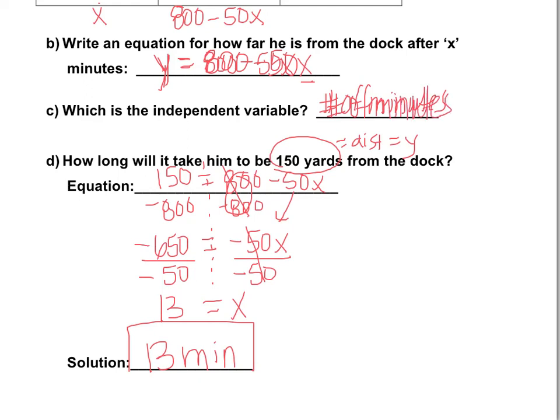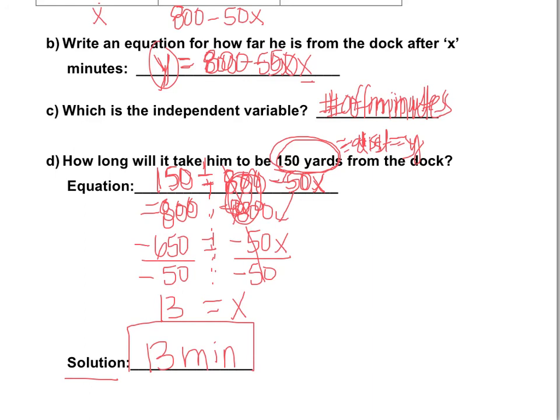And how long will it take him to be 150 yards? Well, the 150 yards represents distance, which in this particular example was your y value. So you're going to take that and plug it in for y right here. Okay? So you're going to have 150 equals 800 minus 50x. And now it's going to want you to solve it. So you're going to draw your line. You're going to subtract 800. It will give you a negative number, but that's okay. I'll show you why in a second.